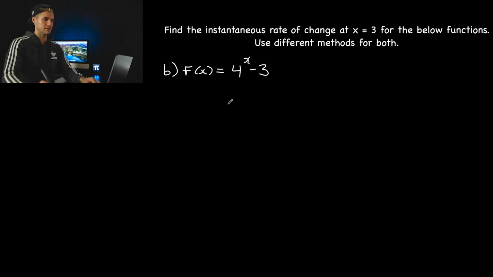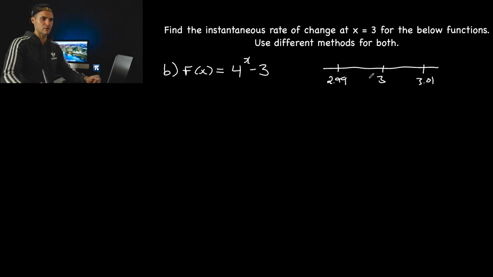Moving on to part B, next function, we have f of x equals 4 to the power of x minus 3. Again, a different method for this one. We're going to use the preceding and following interval method. There are going to be a little bit more calculations with this one. We have to get 3 values, so let's bring back this number line here because it's easier to illustrate.